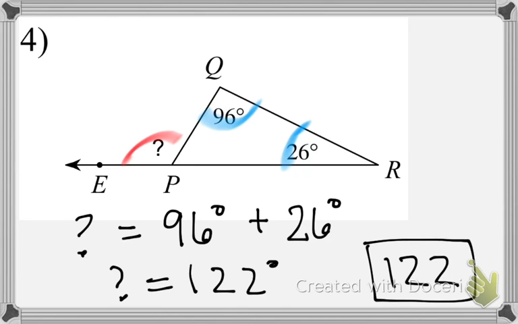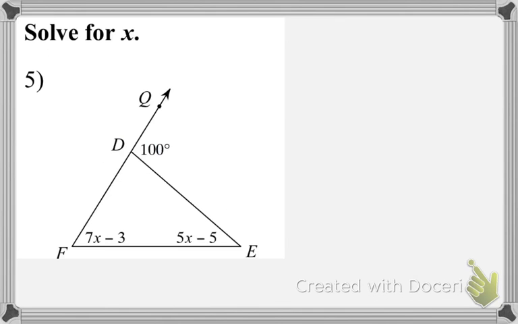Just give me the answer, the number itself. All right. Question number 5, now it's asking us to solve for x. So these, instead of just giving us measurements like 1 through 4, now we're actually setting up equations and then solving for the variable here.